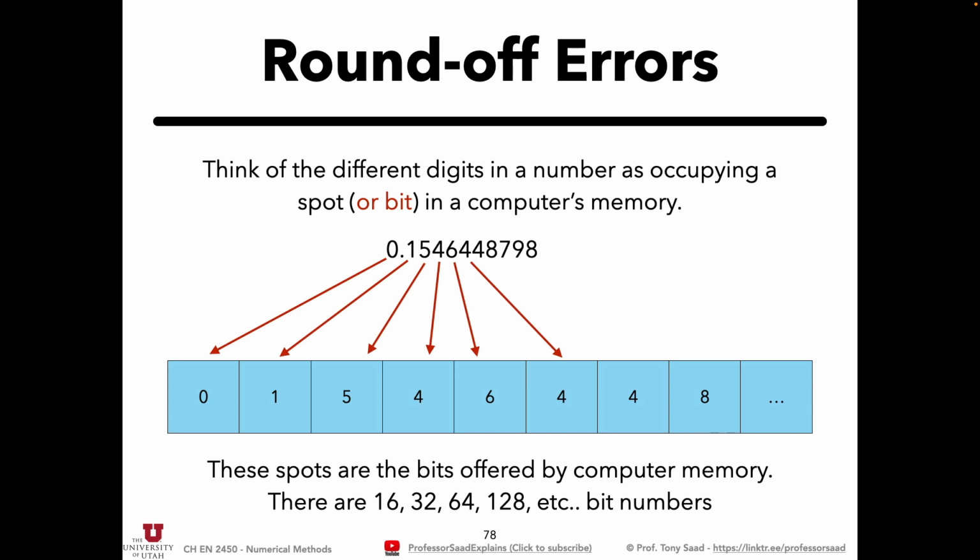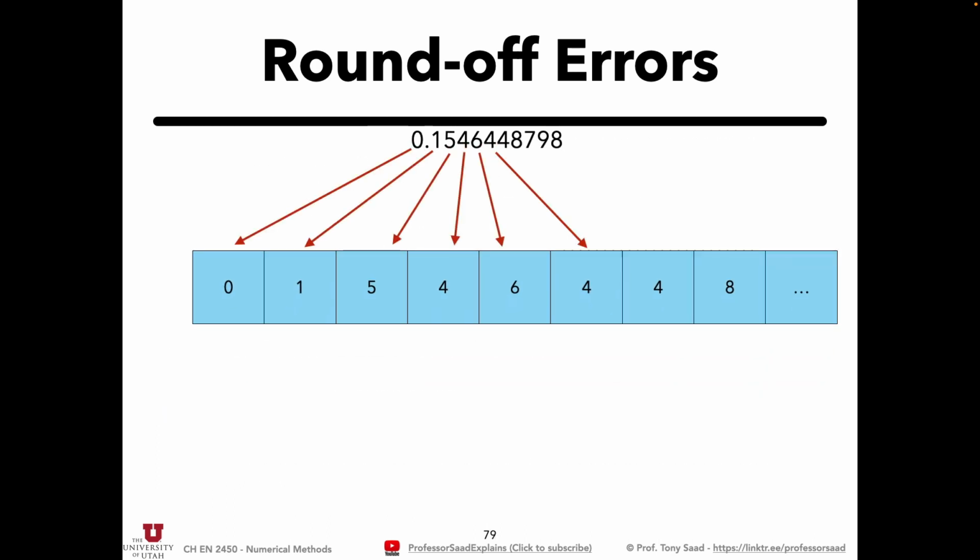Now, 64 bits have 64 blocks in memory. 128-bit computers have 128 blocks, and you can imagine how many numbers you can represent with those. 16 bits has less. So then what happens if you're representing a number like 0.154? Imagine that each digit is fitting in a bucket.